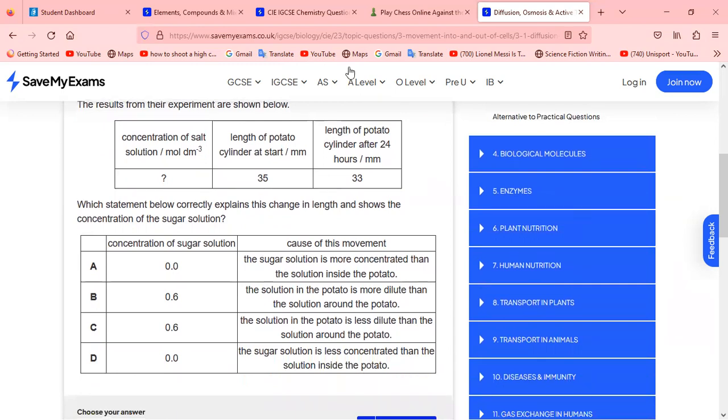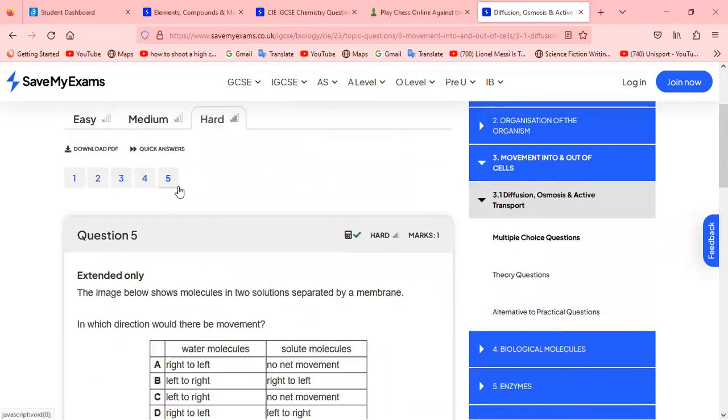It has to be concentrated. So it can't be A and it can't be D. The solution in the potato is more dilute than the solution around the potato. Yes, because then water will go out since the length has decreased, from high to low. So it's B. I think so. Let's go to the, I think, last question, question 5.